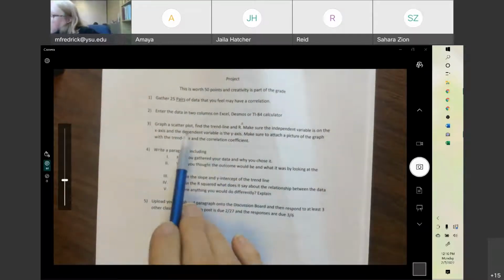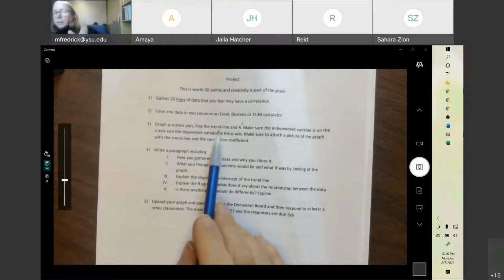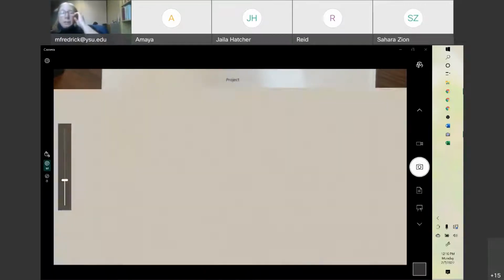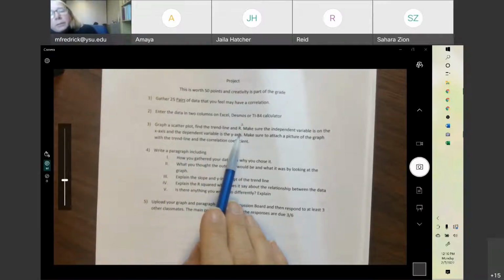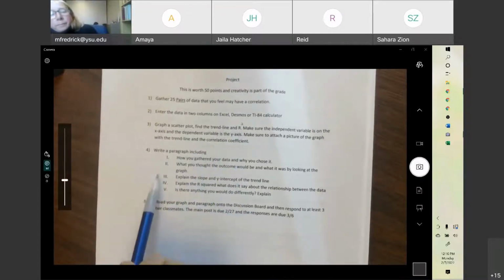So you're going to, just like we did before, put the points in your X and Y's, find the scatter plot, the trend line, and R squared. And then you'll explain them, how you got your data, what you thought the outcome would be, and what you were looking for. The slope and the y-intercept. Make sure when you're explaining the slope and the y-intercept, you're doing it in terms of the problem.